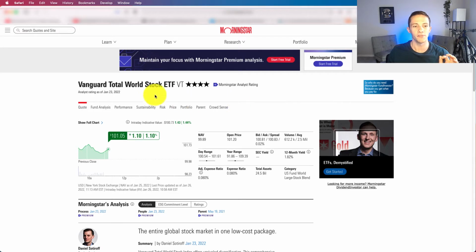Let's talk about VT and VTI, two ETFs by Vanguard that have very similar ticker symbols and no doubt confuse a lot of people, but they are two very different funds. We'll start with VT, Vanguard's Total World Stock ETF. Now that total world means that it has both US stocks and international stocks in the fund.